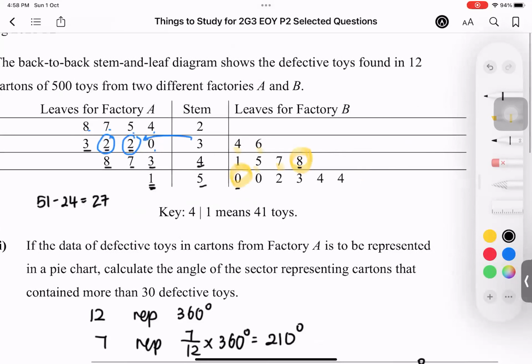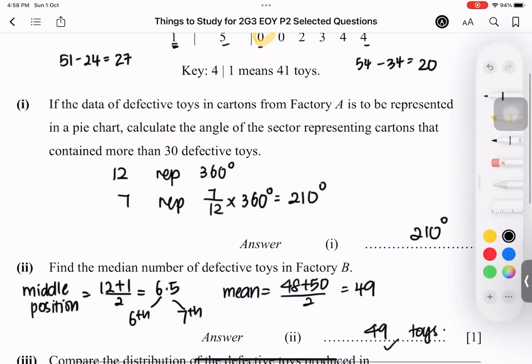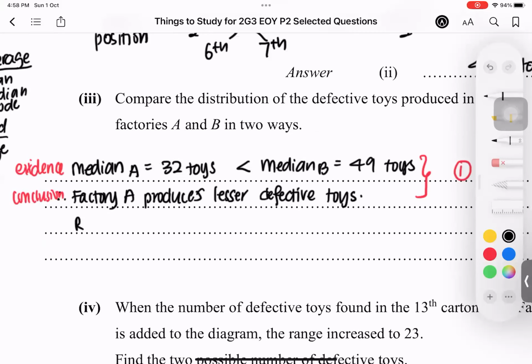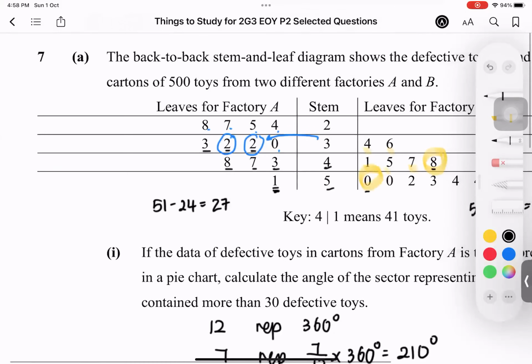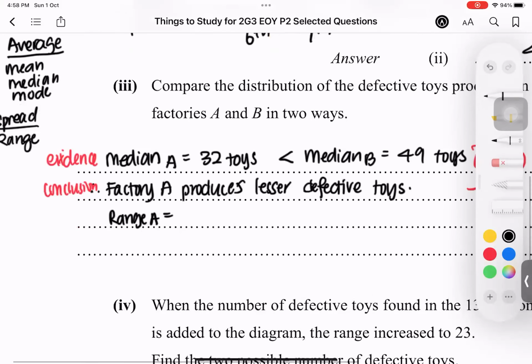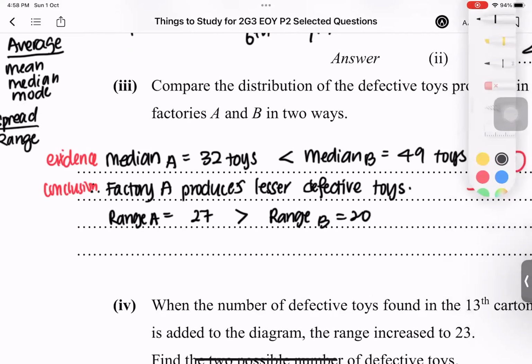For factory B, the largest value 54 minus the smallest value 34. That will give me 20, right? So in this case, I have 20. So compare the range in two ways. So range of factory A is 27. The other one is 20. 27, bigger. I'll put this, bigger than range of B, which is 20 itself.